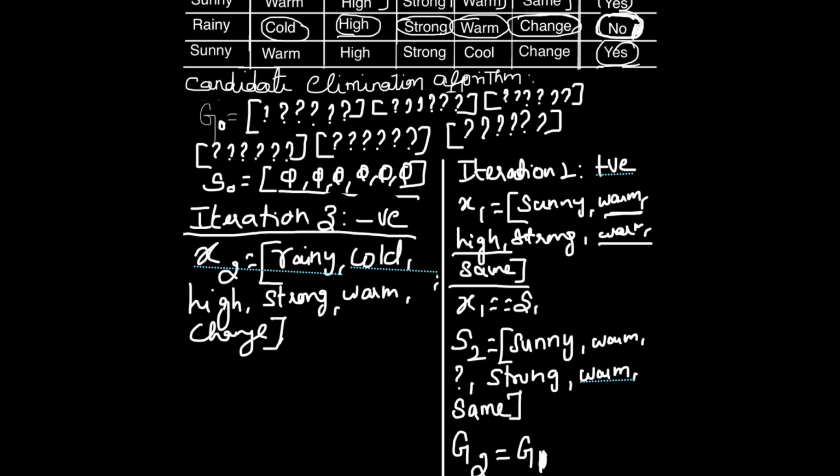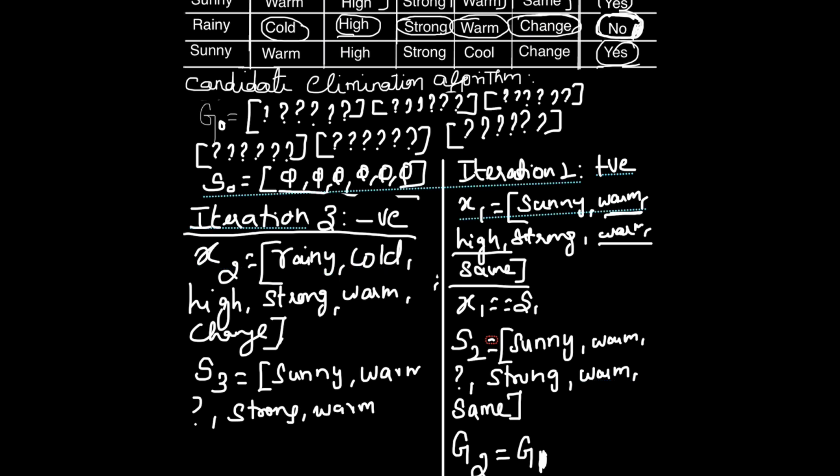So now the specific hypothesis remains the same as S2. In S2 we have sunny, warm, just like the previous iteration, strong, warm, and same. Now we have to update the generic hypothesis, since the generic hypothesis still has six question marks. We have 6 attributes, hence we have given 6 question marks.